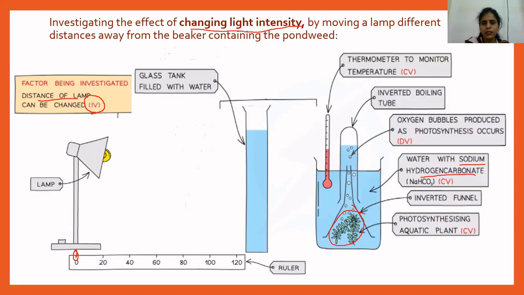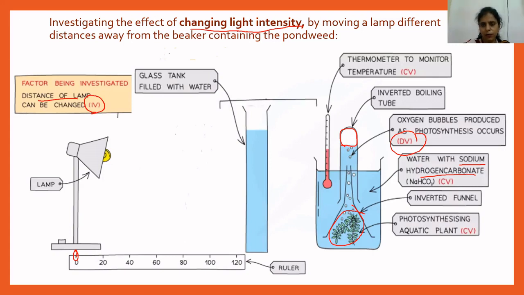Okay, and this entire oxygen gas gets collected here on the top of the test tube. So these oxygen bubbles, which are produced as the process of photosynthesis occurs, are your dependent variable. The production of these oxygen bubbles actually shows that photosynthesis is taking place. If more oxygen bubbles are produced, that means the rate of photosynthesis is high or fast. And if fewer oxygen bubbles are produced, that means the rate of photosynthesis is low.